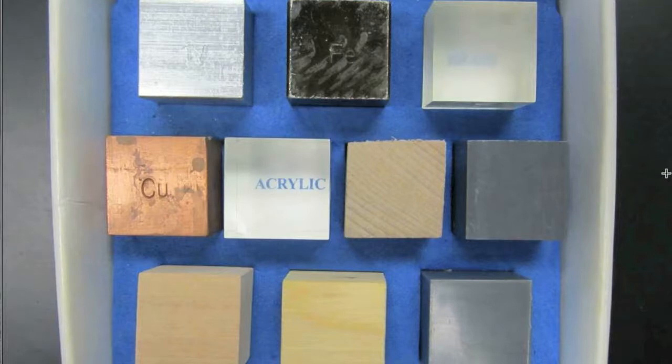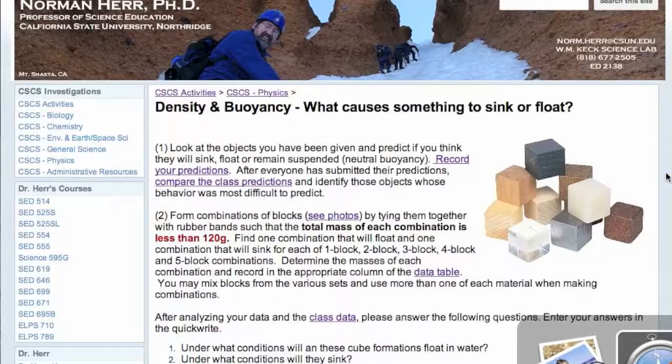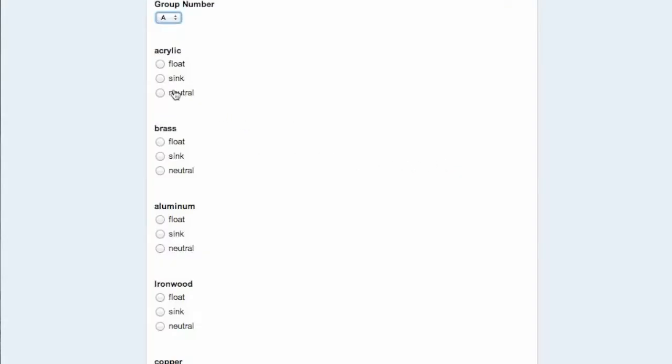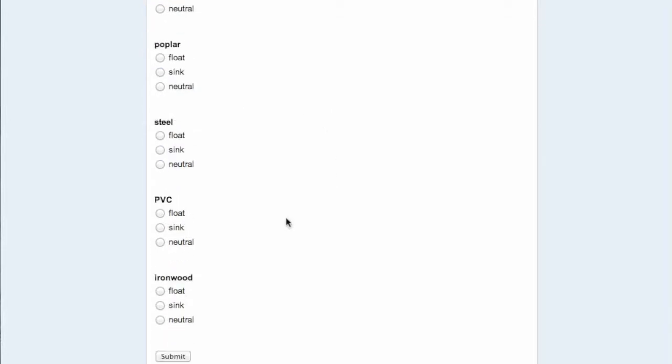You can see there's aluminum and iron and nylon and copper and acrylic and so forth in here, in various different types of woods. And the first thing we would have them doing is predicting what they think is going to sink or float if we just put a single cube into the tub of water. So here's a number of different cubes, and they're going to record their predictions in a simple table. So if they think that acrylic will float, they would do that. If they think that brass would sink, they would do that. At the end of it, they would submit their results.